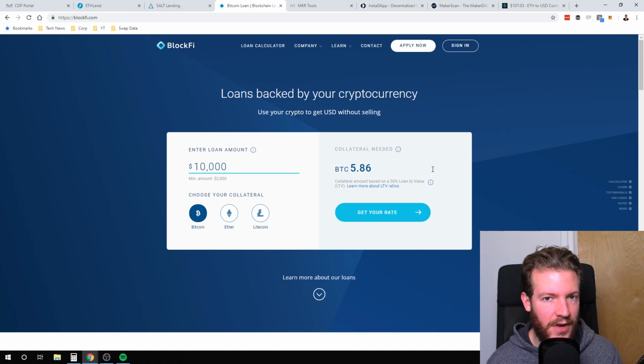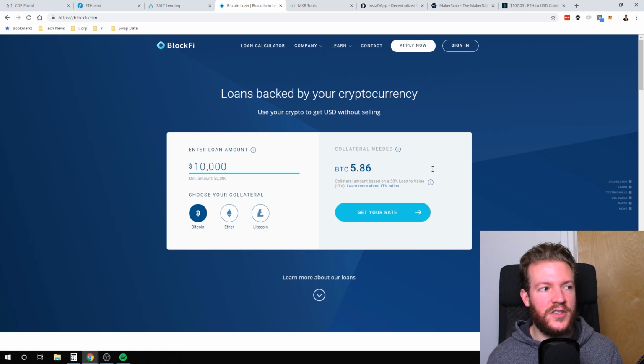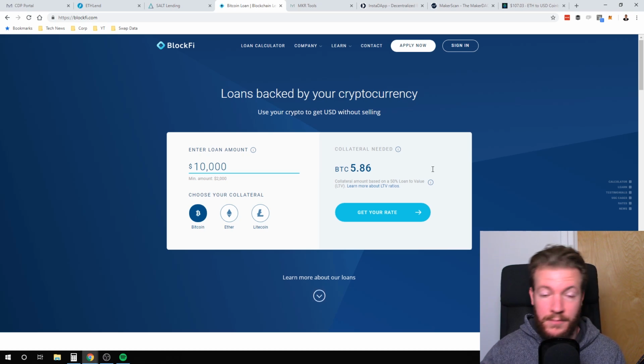There are companies like BlockFi. You might hear them on Pomp's podcast quite a bit, and they have some pretty solid investors. I know some people that work there. There's also Unchained Capital as well. In this case, they give you a nice calculator right on their site. If you want to get a $10,000 loan, you can use collateral in Bitcoin, Ethereum, or Litecoin. If you wanted a $10,000 loan, you would need to give them 5.86 Bitcoin, and they'll give you $10,000 in cash back.